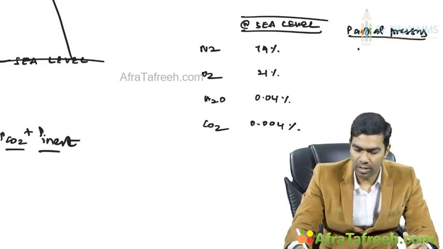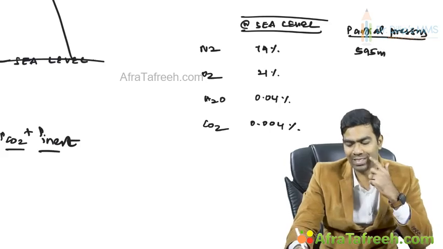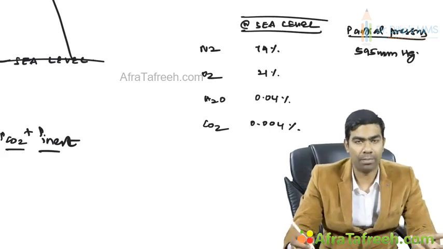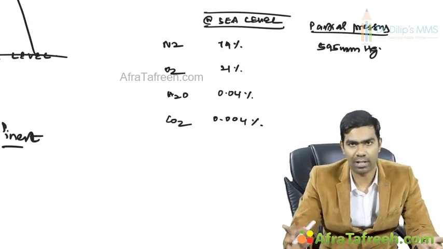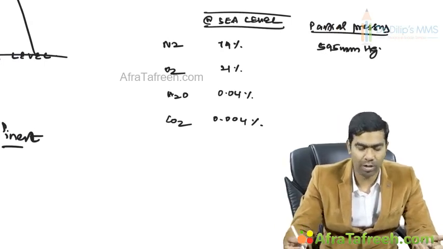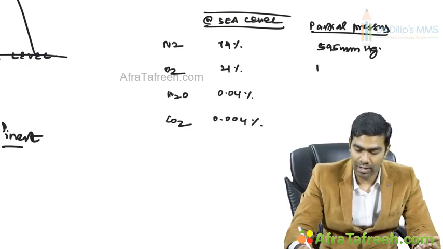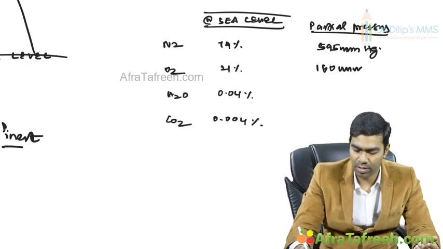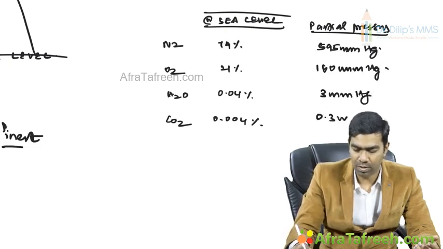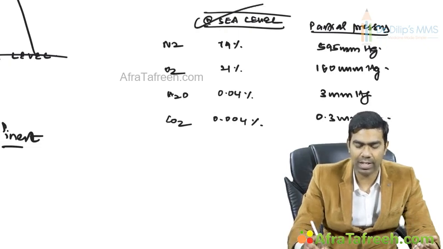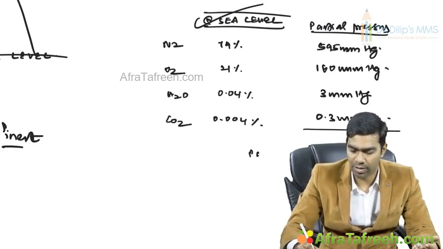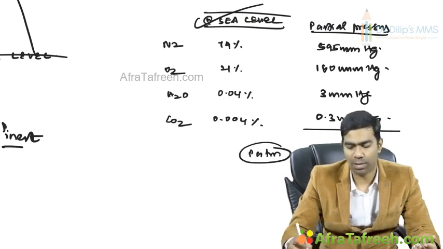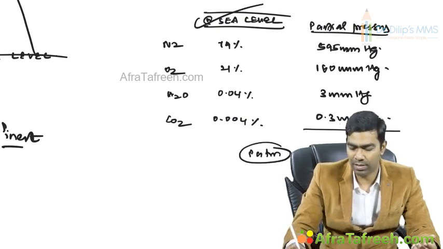It is going to be somewhere around 595 to 600 millimeters of mercury. I'm telling the average. I'm a medical student, definitely I want averages rather than a fixed value. I'm not an engineering student. And here it's going to be somewhere around 160 millimeters of mercury, which we have derived already. Here it's going to be around 3 millimeters of mercury. Here it will be around 0.3 millimeters of mercury. So these are the approximate partial pressures at sea level of different gases. The total will give the total atmospheric pressure, approximately 760 millimeters of mercury.